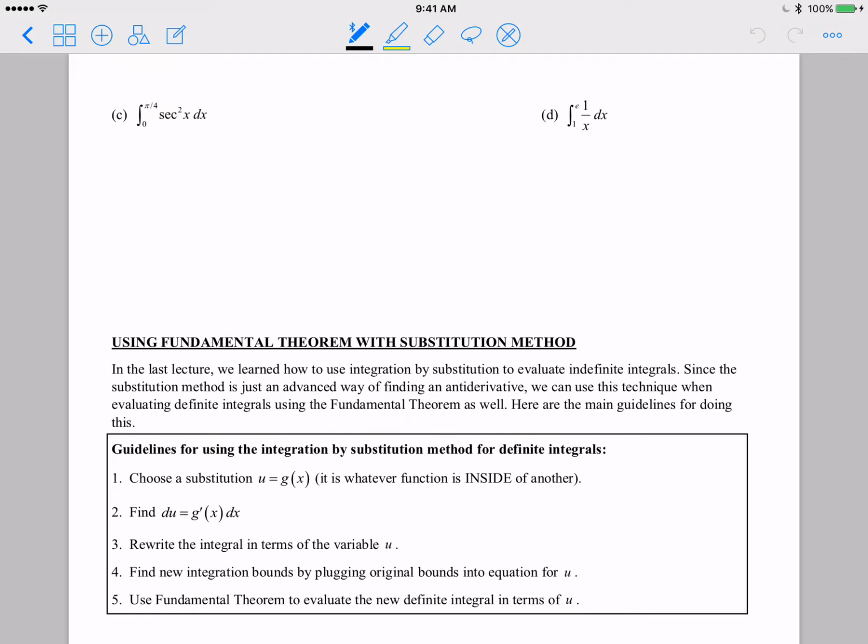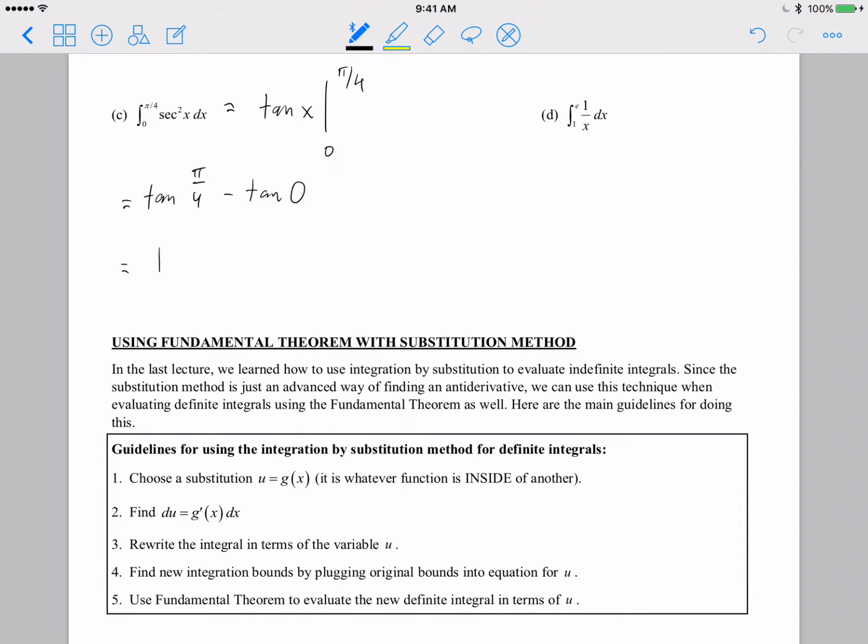Well, my knowledge of derivatives should help me remember that tangent x has a derivative of secant squared x. And so in this case, the antiderivative is going to be tangent x, evaluated from 0 to pi over 4. Okay, so if we plug in our upper bound first, we're going to have tangent of pi over 4 minus the tangent of 0. And in order to get this problem correct, you have to know the unit circle. So that's why I gave you assignment 0 to help your unit circle skills.